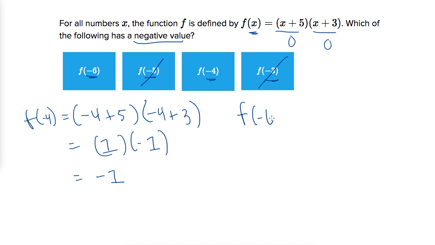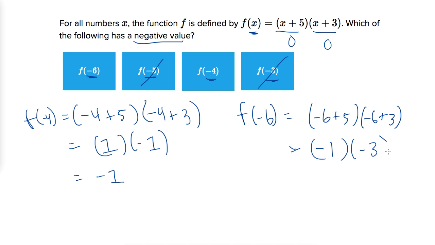Probably it is the answer, but let's check negative 6. That would be negative 6 plus 5 times negative 6 plus 3. I see why this isn't going to work, because we're going to get negative 1 times negative 3, and that'll end up being positive. So we just needed one value to be negative, not both. So f of negative 4 is our correct answer.